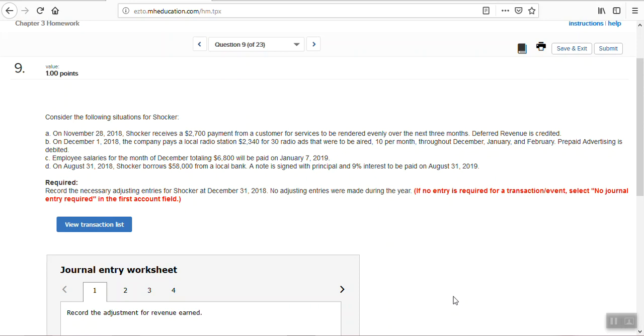So this says consider the following situations for Shocker, and we've got A, B, C, and D, which are various transactions that they have recorded in the past. And the requirement is to record the adjusting entries for Shocker at December 31st.